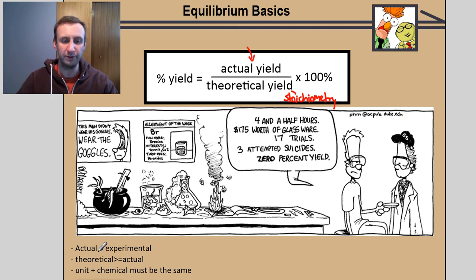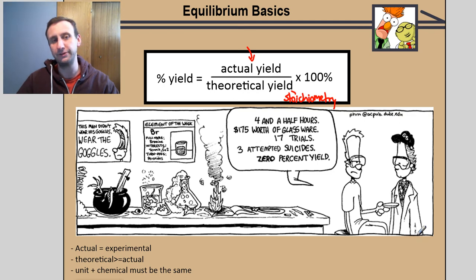So actual is the same as experimental. You're going to see both of those terms. Theoretical will almost always be greater than the actual yield. It could be equal, but I'm never going to have more actual yields, like more yields than I should have gotten theoretically. If that happens, I have an impurity mixed in, but I can't make more product than I had reactant.